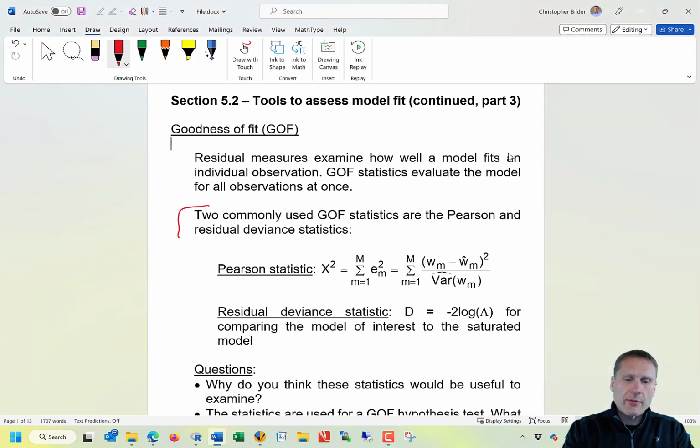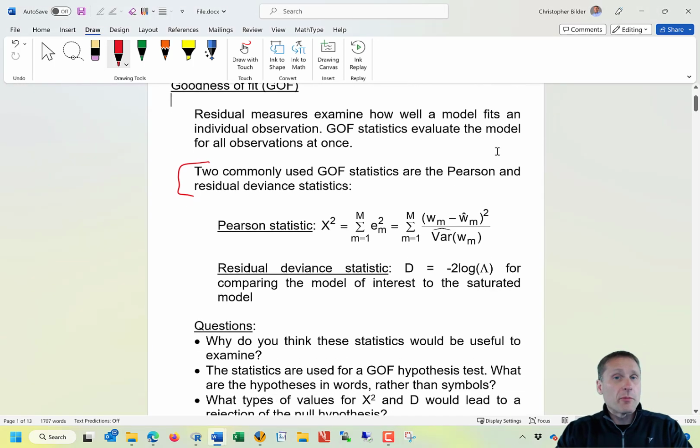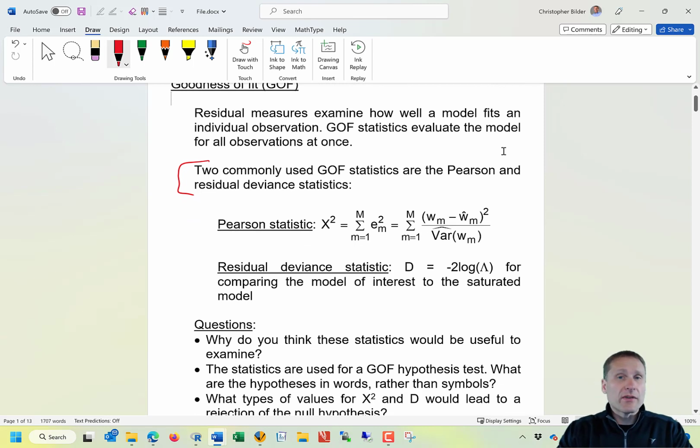Two commonly used goodness of fit statistics are a Pearson statistic and a residual deviance. We've obviously already looked at a residual deviance before, and it helps us compare our model of interest to a saturated model. A Pearson statistic does the same thing, where we square those Pearson residuals across the entire set of observations and add them all up to come up with one overall goodness of fit statistic. We'll call it X squared.